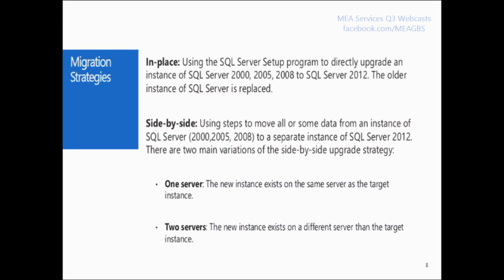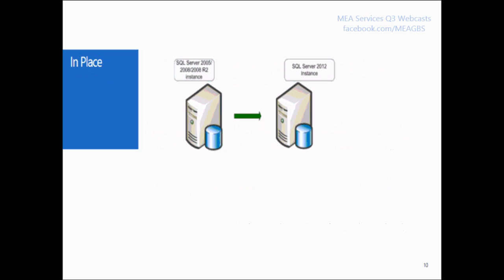A side-by-side will require one of two approaches. You can either use the same server but use a different instance. So, for example, if we have a 2008 instance and we want to upgrade it to 2012, what we usually do is we create a new instance for 2012. So you have two instances on the same server. Then you start moving your product to 2012. You will end up with two instances, but one server. On a different perspective, you might have multiple servers, like two servers, for example. You start with 2008 on one server, and you end up with 2012 on a different server.